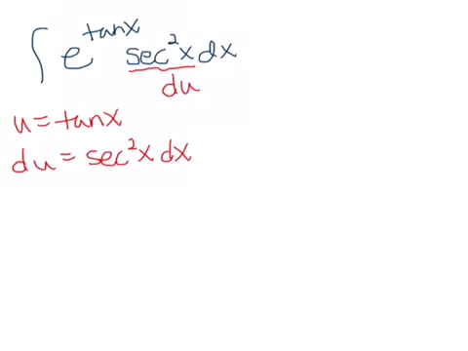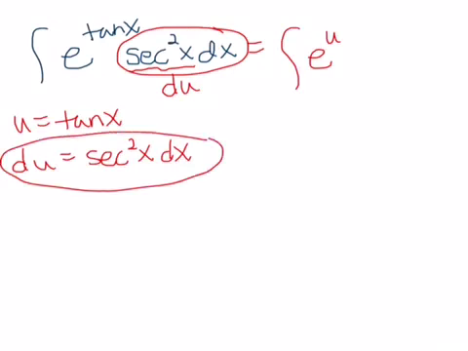And now let's make sure we can rewrite our integral only in terms of u's and possibly constants. e to the tangent x is easy enough. That's just going to be e to the u. And then secant squared x dx, well, that's nice. That's just our du. Great. We were able to write our entire integral with just u's and some constants.